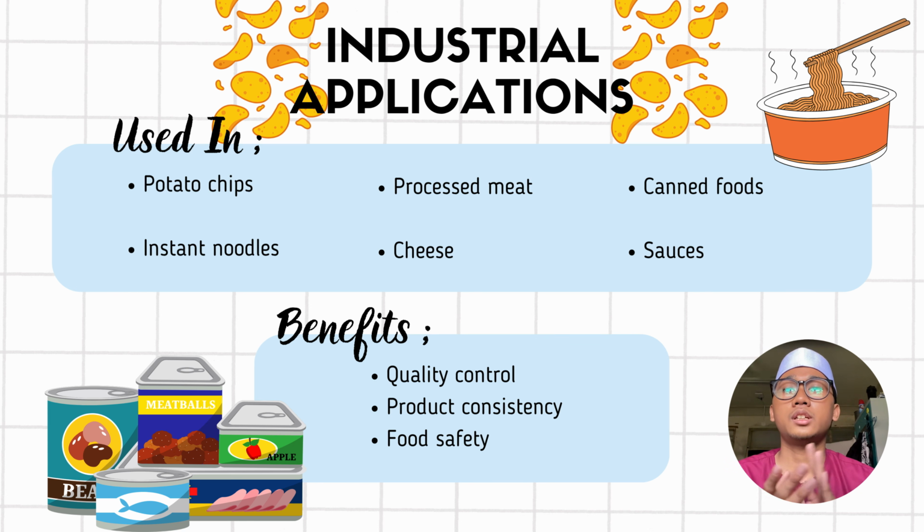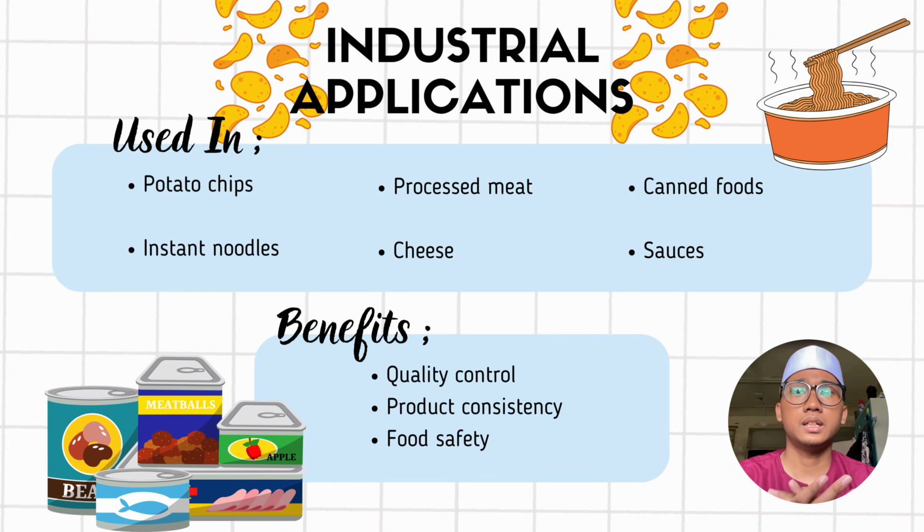The determination of salt content is widely used in the food industry to measure and control the amount of salt present in different food products. This analysis is commonly performed on potato chips, instant noodles, processed meat, cheese, canned food, and also sauces. These products require accurate salt measurements to ensure they meet quality standards and consumer expectations. There are several benefits of determining salt content in food products. The first one is it helps with quality control.